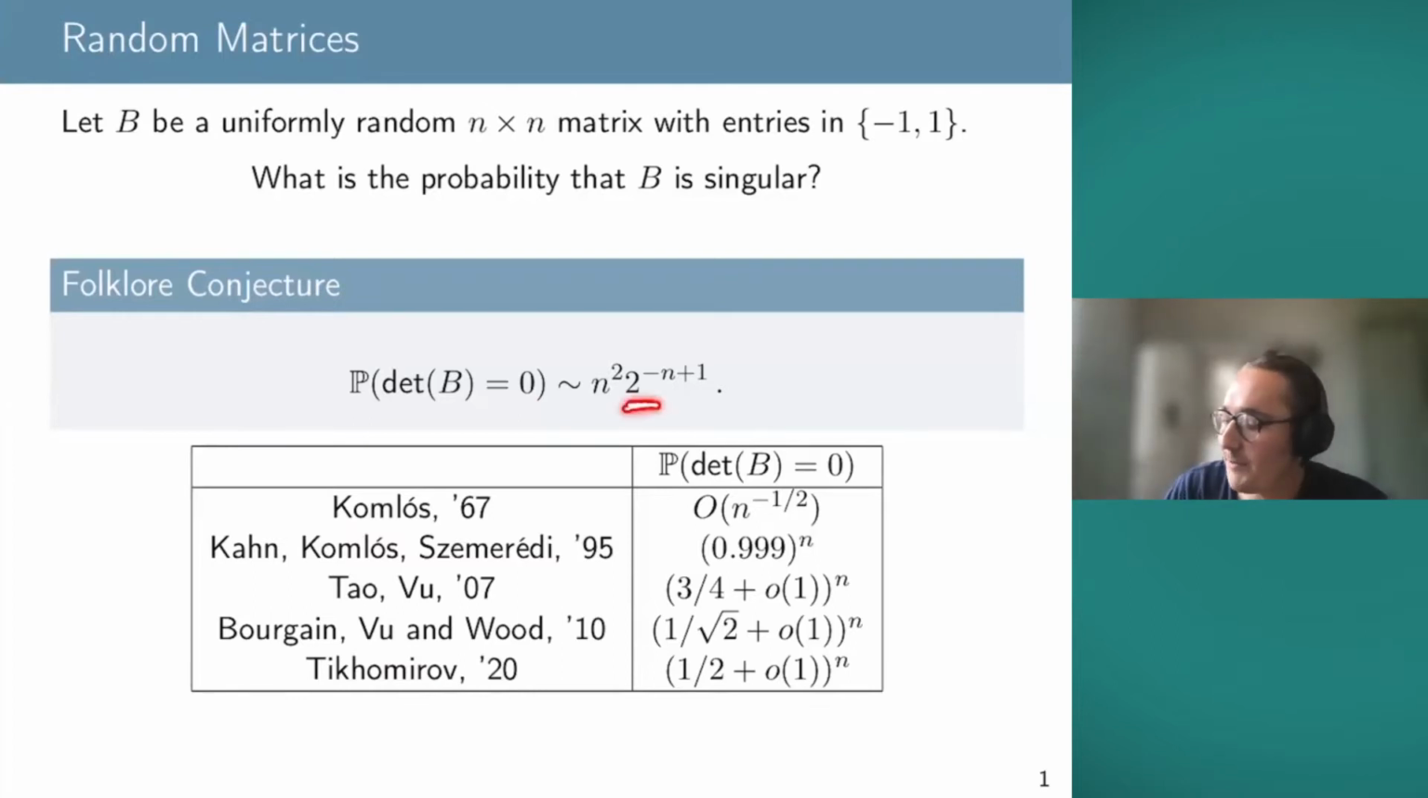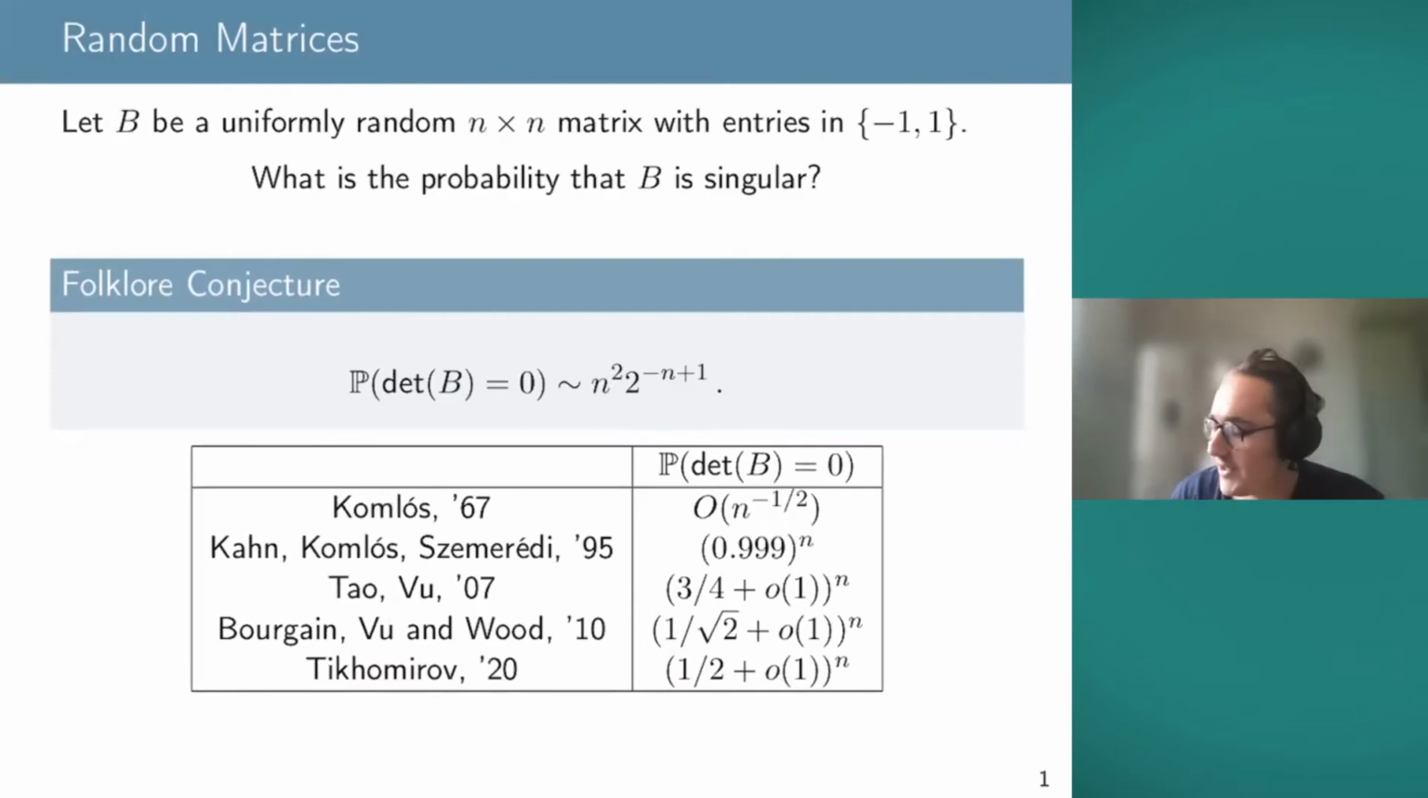Remember, what's the correct base we're looking for? It's 1/2. So Tao and Vu got 3/4. Bourgain, Vu, and Wood got 1 over root 2. And finally, in a recent breakthrough of Tikhomirov, getting the correct base of the exponent, 1/2 plus little o(1) to the n. So this folklore conjecture is still open if you really want the first order asymptotic n squared in front there. But at least the base of the exponent is resolved.